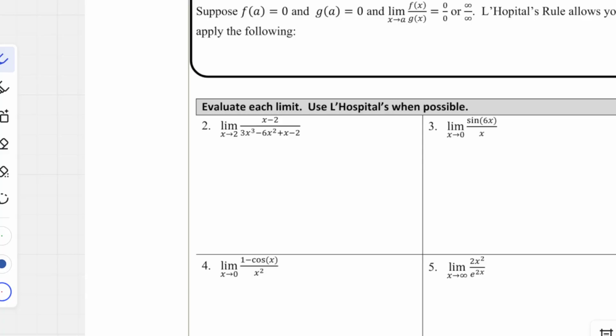L'Hopital only applies if the top and bottom go to 0 or infinity. You can see that in the directions up there. All right, so if I plug in 2, I get 0 on the top. It looks like a bunch of work here. So 24 minus 24. So that one turns into 0.